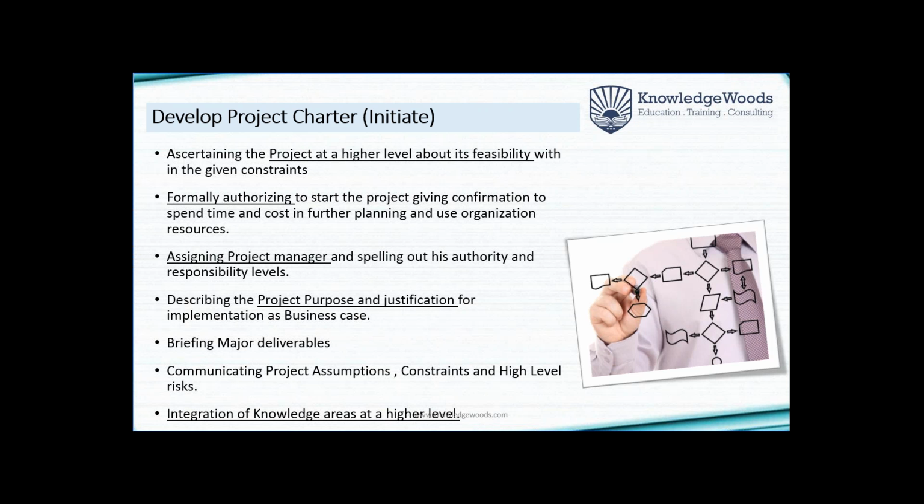Project charter also briefly discusses the major deliverables of the project: what are going to be the major milestones, what are going to be the major deliverables. And it also mentions the assumptions.